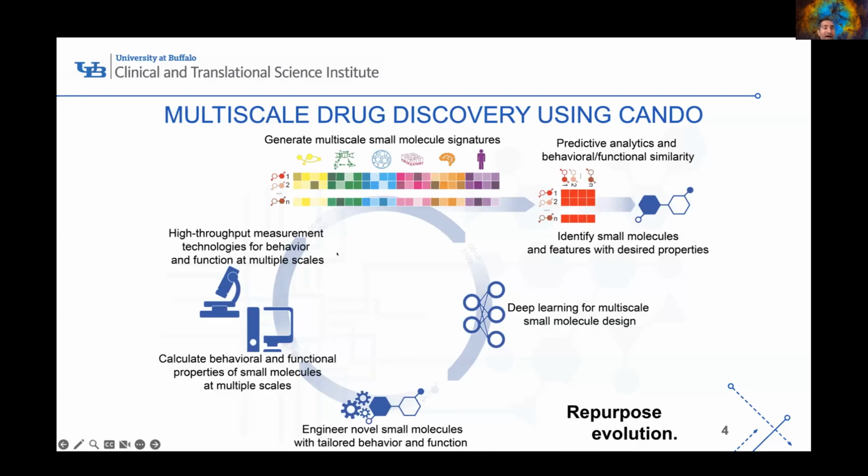And then finally, we go and validate all of this in high throughput discovery and measurement technologies that we're trying to come up with also at multiple scales. And then this allows us to relate molecules to each other, hybridize them, combine them, and assess their effects on the phenotype or effects on the organism in a very multi-scale way.